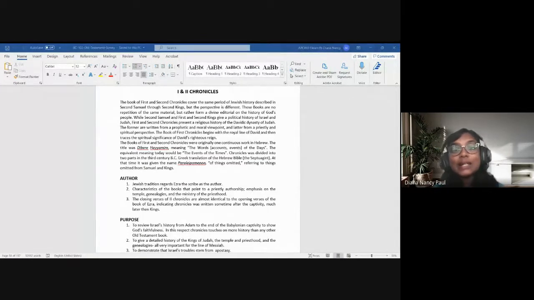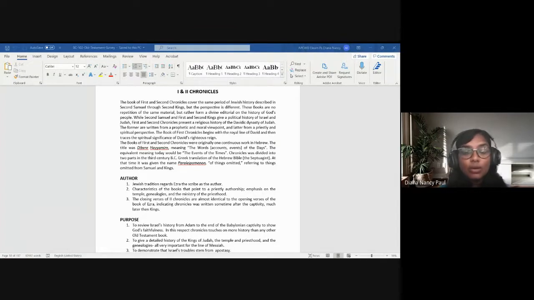Just like the book of Samuel was one single book, and the book of Kings was one single book, the book of Chronicles is actually one single book. For the purpose of reading it and making it clearer, they divided the book into two. This book focuses mostly on the priestly aspect of the time period, and also on King David's rule.